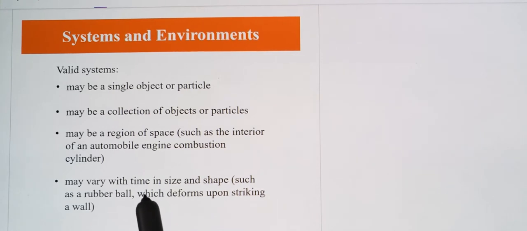And we will see that when we calculate the work, sometimes it will vary by size and shape. It's like an introduction to when we talk about a system and environments.